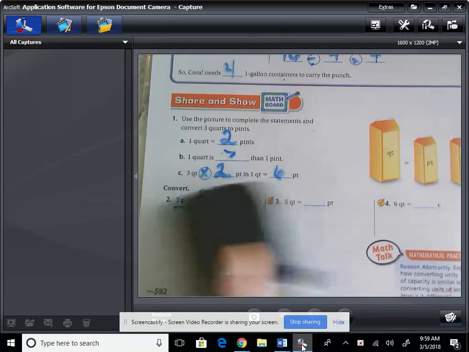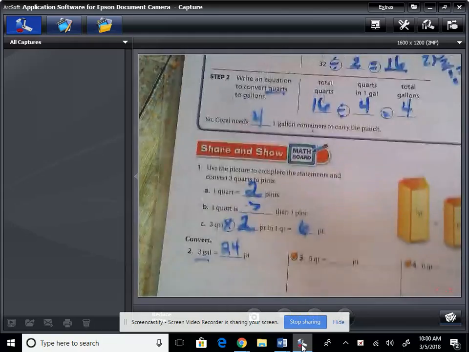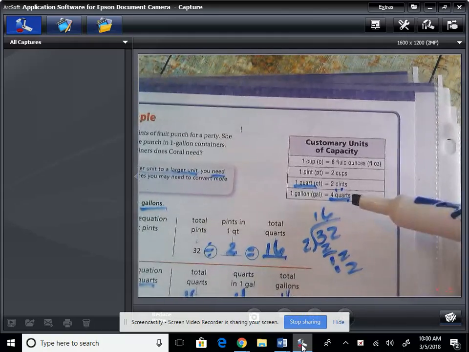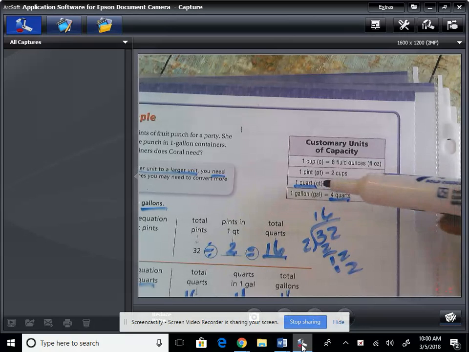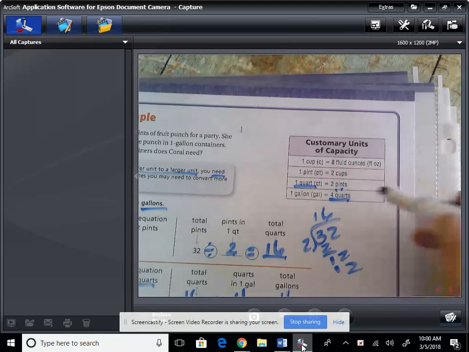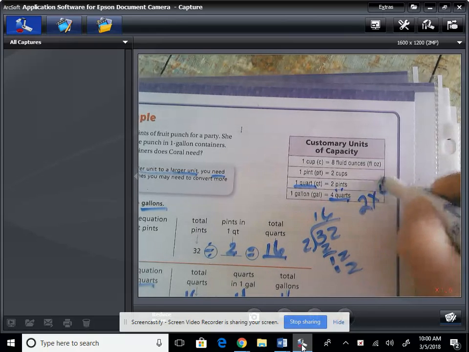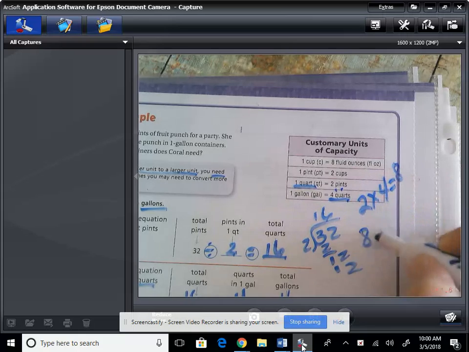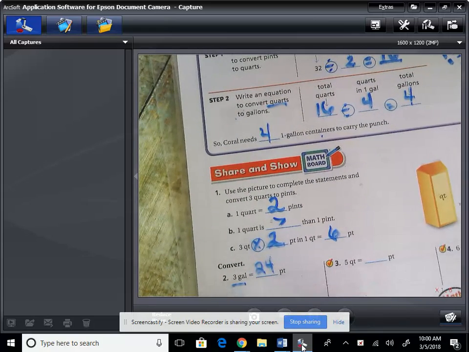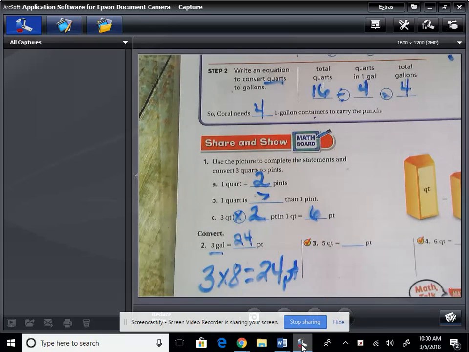Mrs. DeCroney likes to first find out, to make it easier, can we figure out, by looking at this, how many pints are in a gallon? Well, if there's 2 pints in 1 quart, and there's 4 quarts in a gallon, could we do 2 times 4 equals 8? 8 pints equal 1 gallon. If we know that, then we can do 3 times 8 equals 24 pints. And we just double checked our answer there. All right.